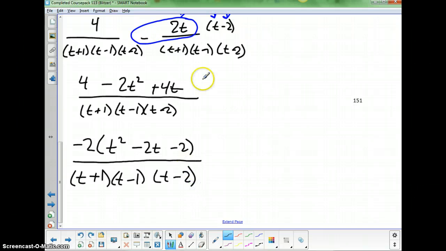Alright, so let's check to see if we can factor. The only things that go into 2 are 2 and 1. When I add up 2 and 1, 2 plus 1 is 3, 2 minus 1 is 1, so I can't get a 2, so that's completely factored or can't be factored any further. And we're done.